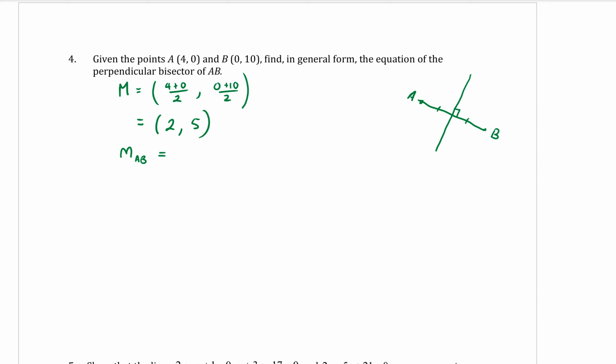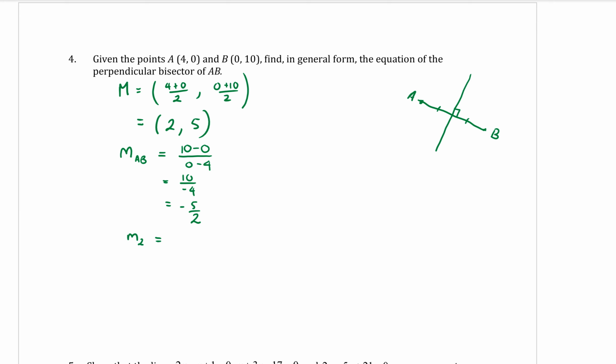So this is the y2 take y1 over x2 take x1 formula. So I'm subtracting the y's. That will be 10 take away 0 over 0 take away 4. So that's 10 over minus 4, or simplified, minus 5 over 2. That's the gradient of AB. I want to find the perpendicular gradient to that, which normally we call that our m2.